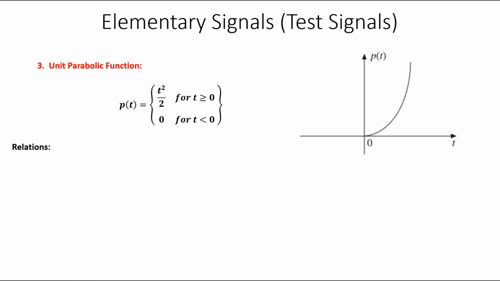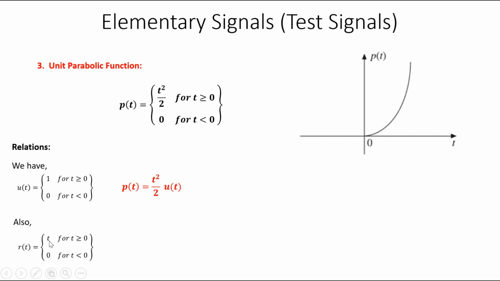Again, we have u of t equal to 1 for t greater than or equal to 0 and 0 for t less than 0. If you multiply u of t by t square by 2, you get t square by 2 here and 0 there, so it becomes p of t. So p of t is equal to t square by 2 into u of t. Also, the ramp function is r of t equal to t for t greater than or equal to 0 and 0 for t less than 0.